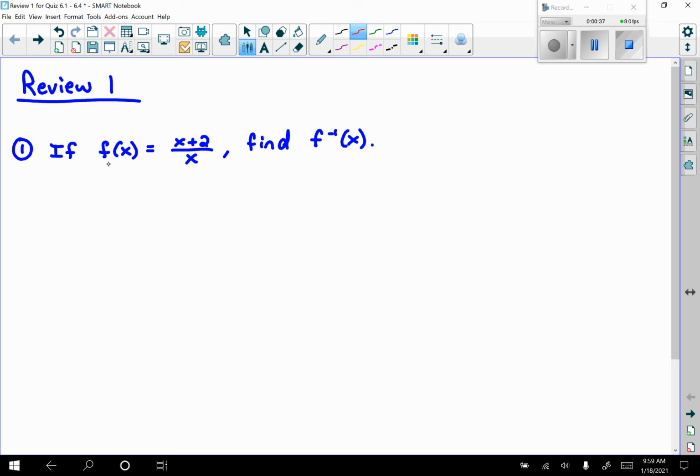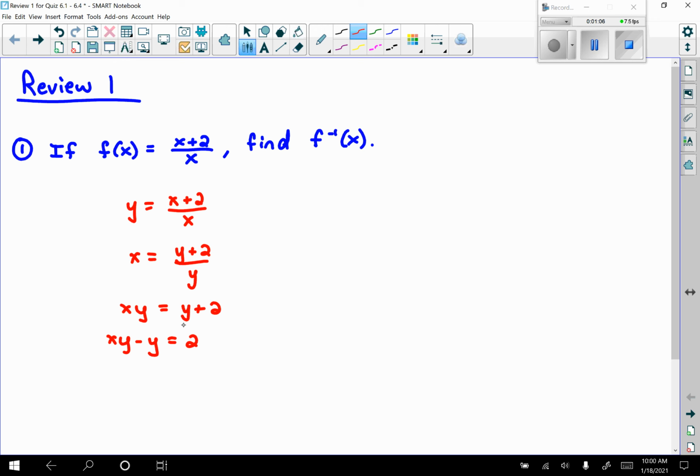First thing we want to do is just replace f of x with y, so we'll start with y is equal to x plus 2 over x, and this is where we switch x and y, so x will equal y plus 2 over y. Now we have a couple of y's here, so my next step is to multiply both sides by y and then get all the y terms to one side. So I'm going to get xy is equal to y plus 2. I'll move this y over by subtracting.